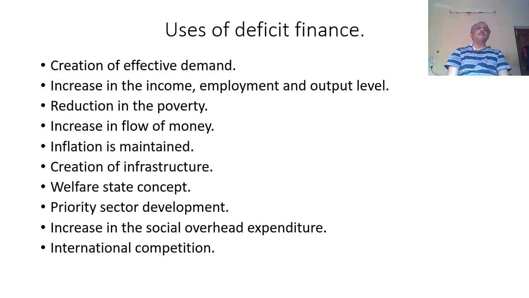Reduction in poverty. See, as a result of deficit financing, poverty can be reduced. In what way is this poverty connected to deficit finance? When government is spending on certain specified projects, obviously, money is flowing from government to the individuals. See, there are various government schemes, poverty eradication and employment generation schemes. Through these schemes, when people have been employed, obviously money is flowing from government to the individual. As a result, at least somewhat they can get money, a livelihood for the purpose of their lives. Increase in the flow of money. Obviously, in the economic system, the flow of money is expected to increase as a result of deficit finance.